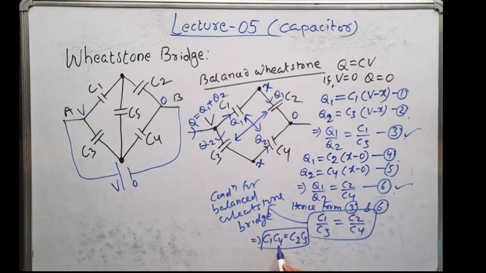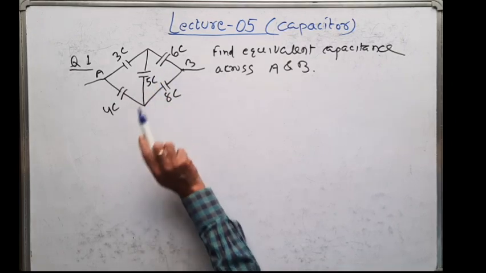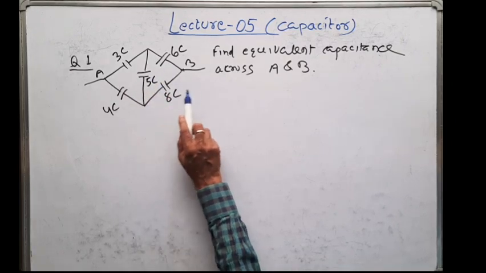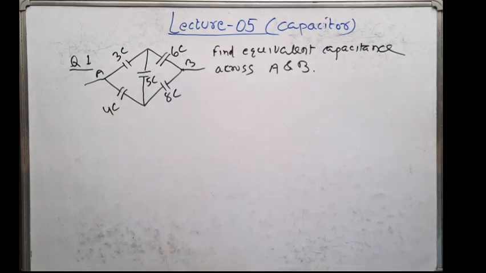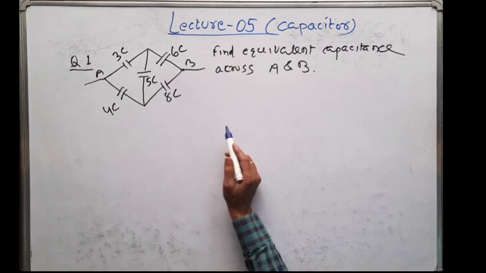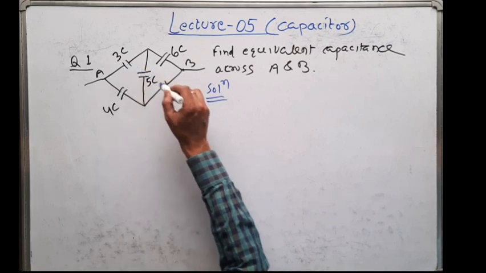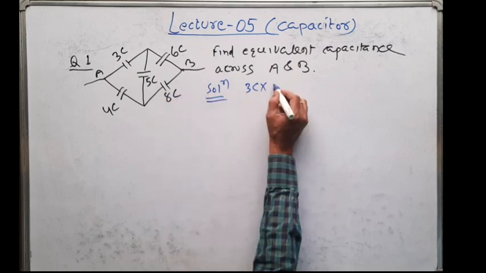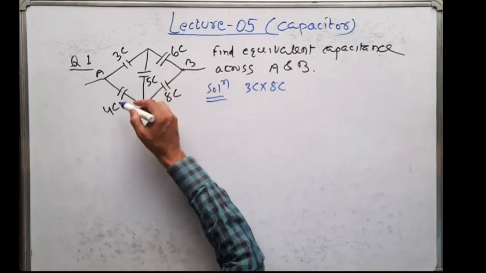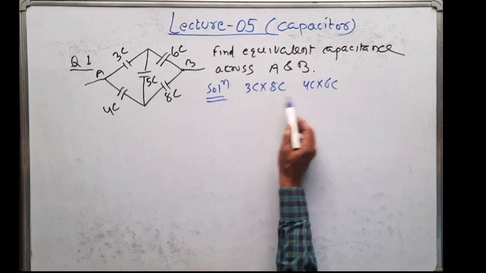So basing upon this, we will solve some numericals. Now see, this is a question. So this is called Wheatstone bridge. But we have to find the equivalent capacitance across A and B terminal. So first of all, you have to see whether it is balanced or unbalanced. For balanced condition, the opposite side capacitance value, that is 3C into 8C, and this opposite side capacitance multiplication, that is 4C into 6C, you compare whether they are equal or not.